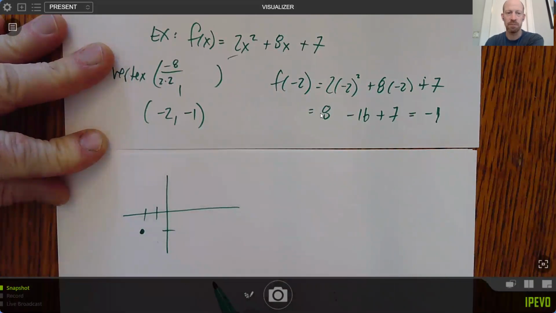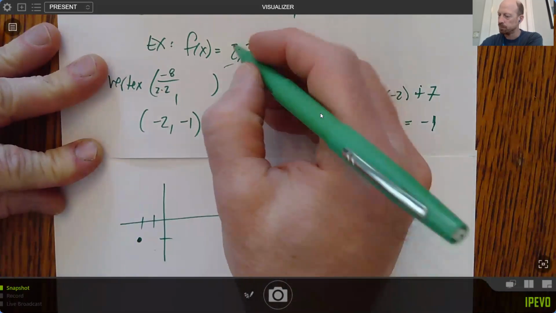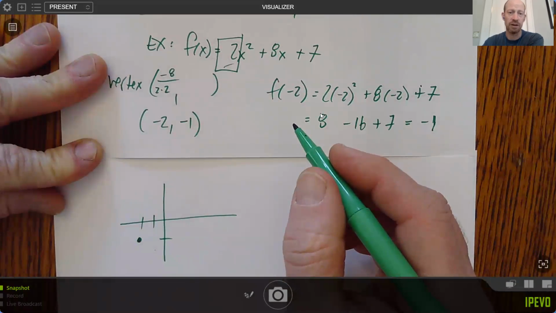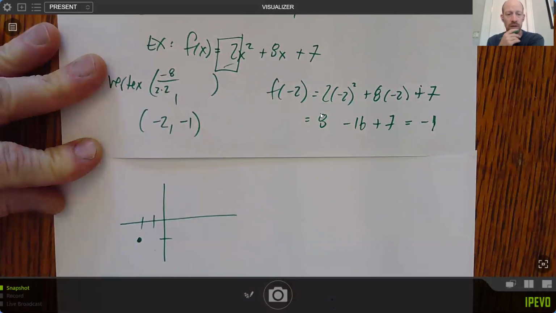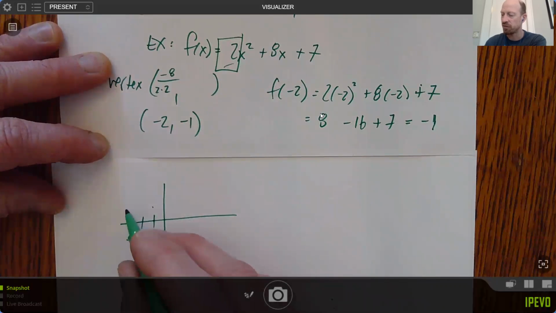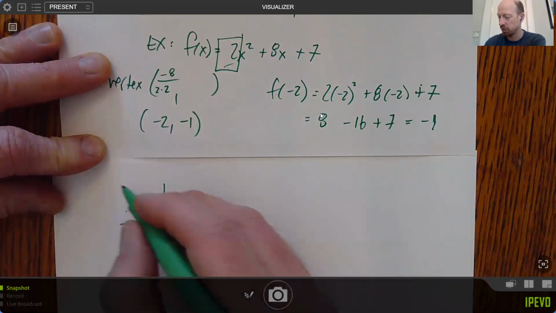Which is down there. My second part is I need to figure out what the 2 does. Since that's a +2, it opens up. And since it's a 2, that means it stretches everything by 2. So that means I would go over 1 and up 2 to find my second and third points.